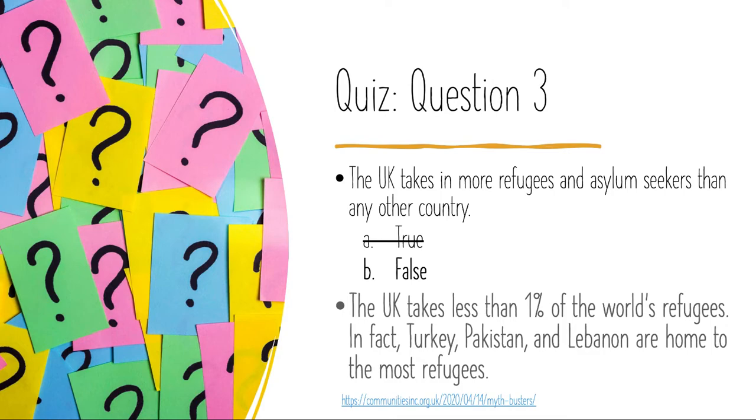Question 3. The UK takes in more refugees and asylum seekers than any other country. Again, false. The UK actually takes in less than 1% of the world's refugees. In fact, Turkey, Pakistan and Lebanon are home to the most refugees when you look at international data.